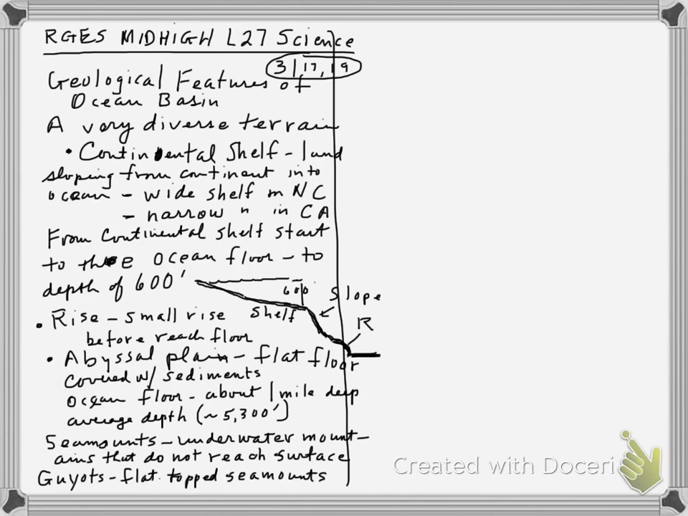So, in review, we've got seamounts, and we have guyots. I'm going to take this off. That's not working very well.